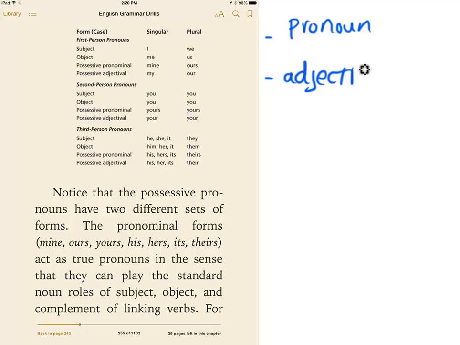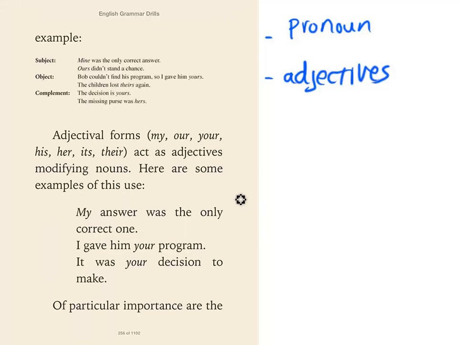And I'm going to show you what that looks like here. I know you're confused right now, but don't be. The terms are difficult, but the concept is not. So let's take a look here. Here's an example. Mine was the only correct answer. Ours didn't stand a chance. You can see that those are pronouns, and they stand on their own. Okay, so we call them pronominal.